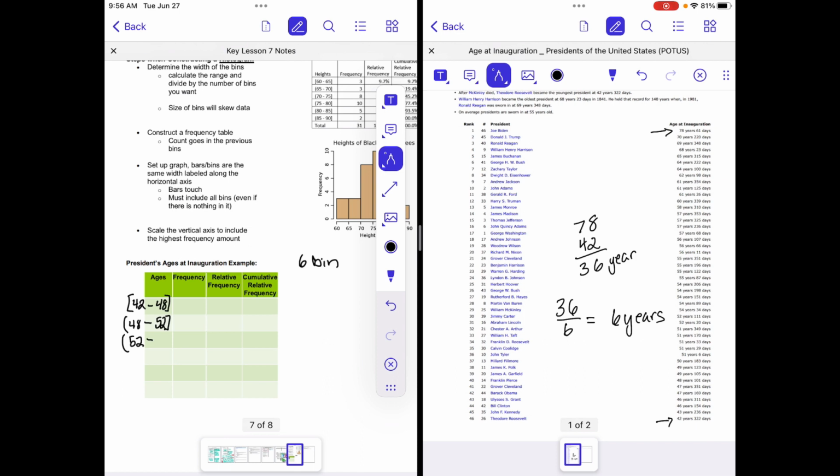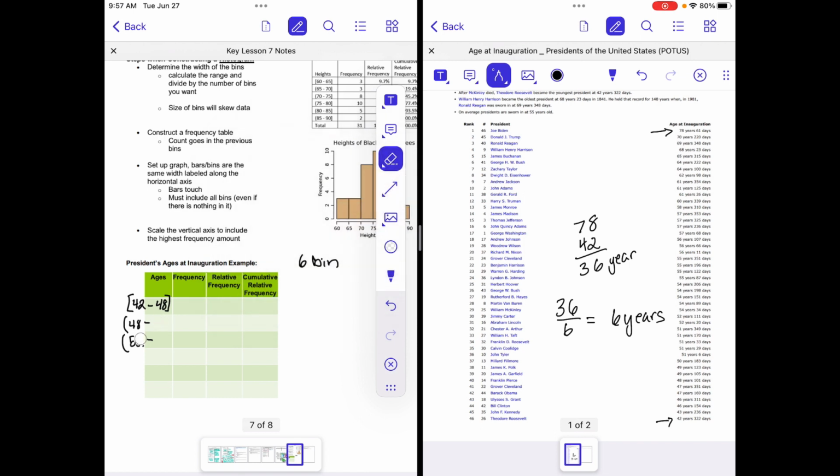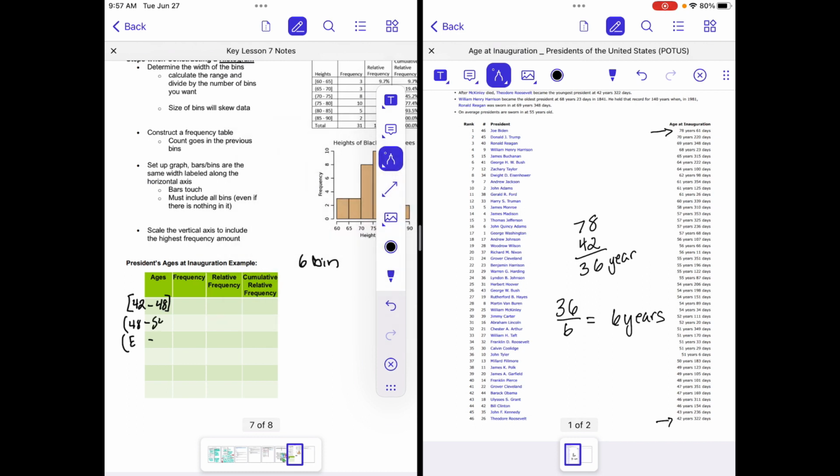Then I'm going to add 6 to that to get to 50. Oops, I misadded. It happens. It shouldn't be 52. That should be 54. Sorry about that. So 54 goes up to 60. 60 to 66, 66 to 72, and then 72 up to 78.